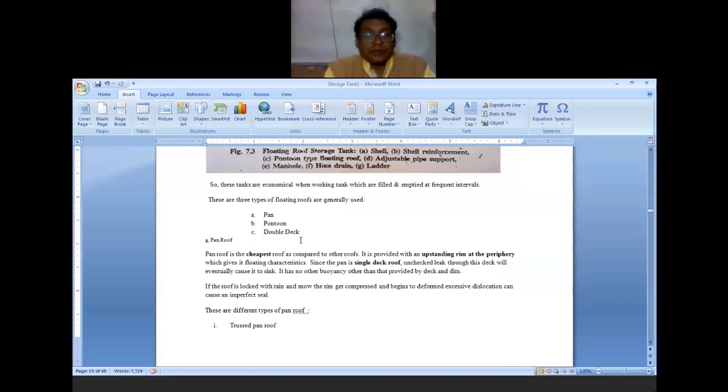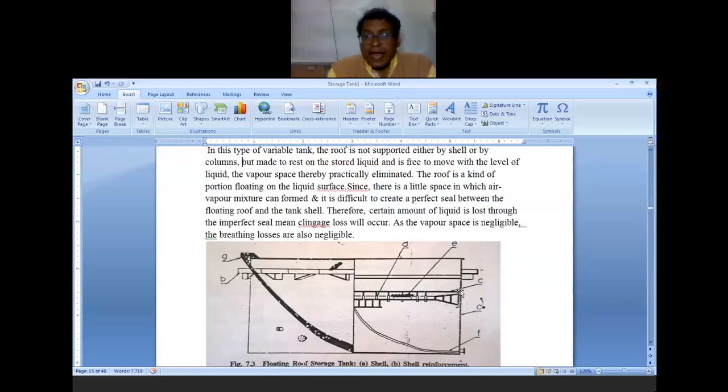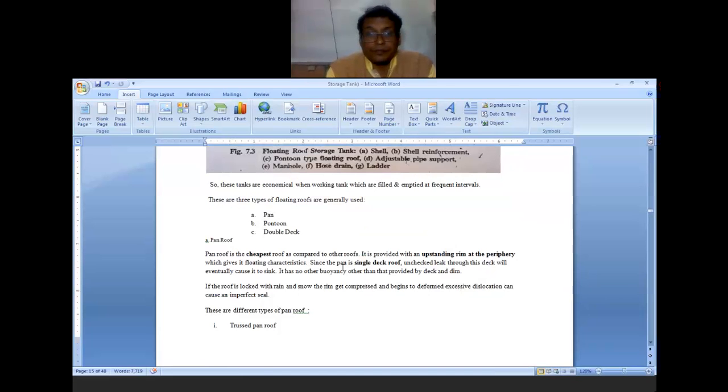Now, in this floating roof, there are different types: the pan roof, pontoon roof, and double deck roof. So, the pan roof is the cheapest roof as compared to the other roofs. It is provided with an upstanding rim at the periphery, which gives it floating characteristics. That means a certain rim is provided at the periphery of the roof.